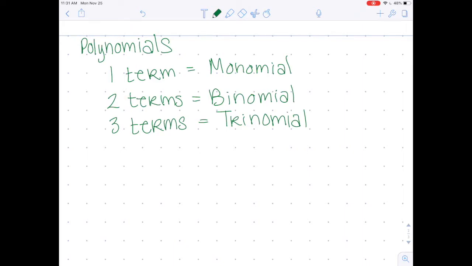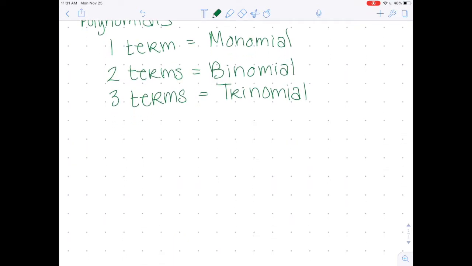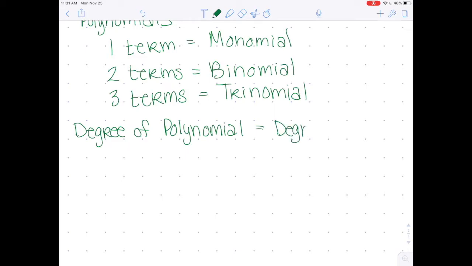But if you're finding the degree of a polynomial, it is the degree of the greatest term in the polynomial. So let's note that. Degree of polynomial is the degree of the greatest term. So you don't add all the terms together, you find the greatest term and find the degree, that is it.